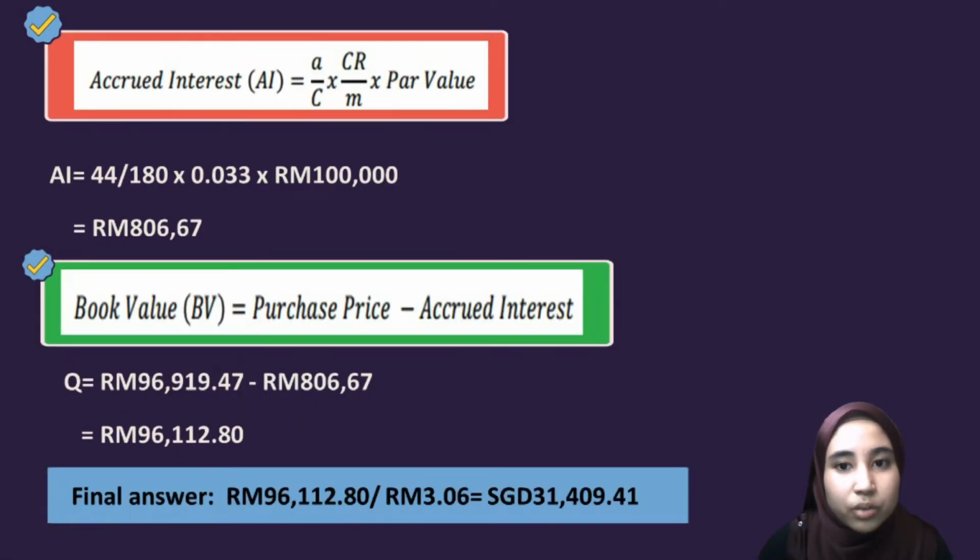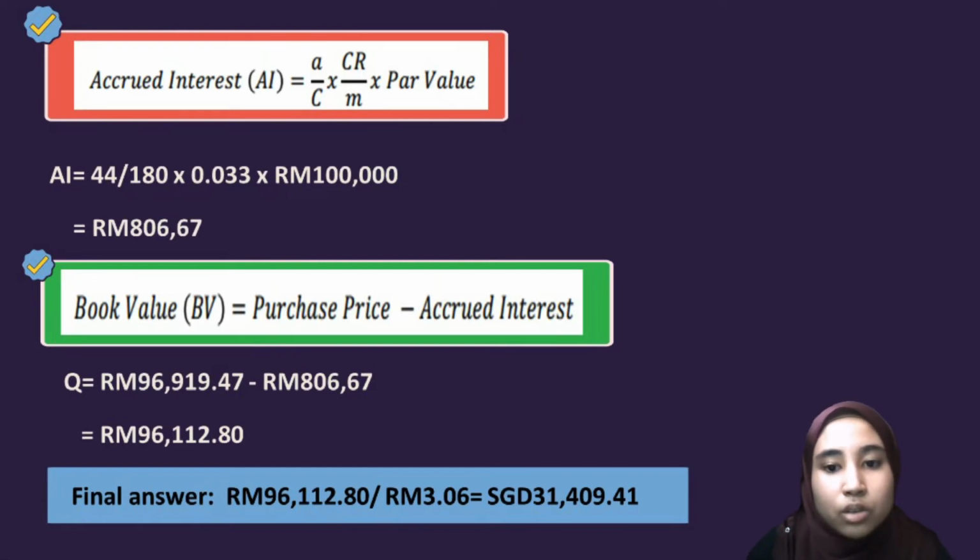Now I will move on with step 3, which is to find the accrued interest. For this step, you will need to use the formula for accrued interest. Once again, key in the numbers. A is 44 days, C is 180 days, K over M is 0.033 and par value of 100,000. So from the formula, you will get 44 divided by 180 multiplied by 0.033 multiplied by 100,000. You will get the answer of accrued interest of 806.67 ringgit.